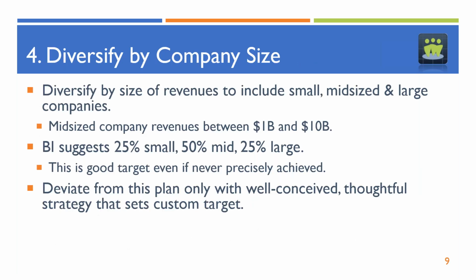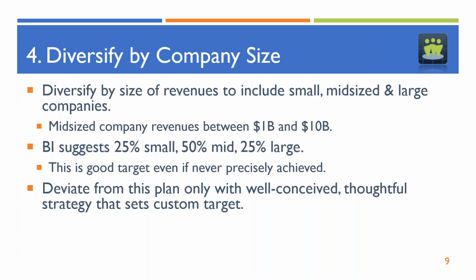Number 4 is all about diversification, diversifying by company size. BetterInvesting suggests that you should diversify your portfolio to include small, mid-sized, and large companies. Mid-sized companies are defined as having revenues between $1 and $10 billion, and these are rough targets. BetterInvesting suggests that revenue is a better way of calculating the size of a company as compared to market cap. Market cap measures popularity. Revenue measures size, true size of a business. And so we look at revenues to determine company sizes.